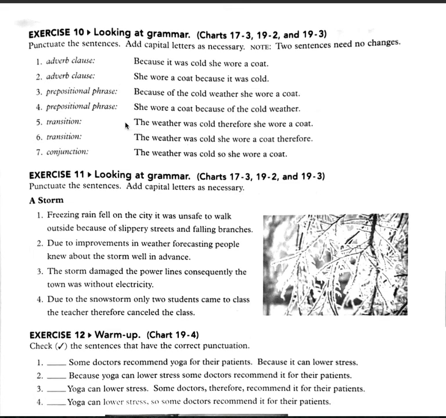Number 5, the weather was cold, therefore she wore a coat. So you say the weather was cold, period. Capital T. Therefore, comma, she wore a coat. And number 6, the weather was cold, she wore a coat, therefore. So you say the weather was cold, period. Capital S. She wore a coat, comma, therefore. And number 7, the weather was cold, comma, so she wore a coat. This is a conjunction. So we use a comma before so. Okay?